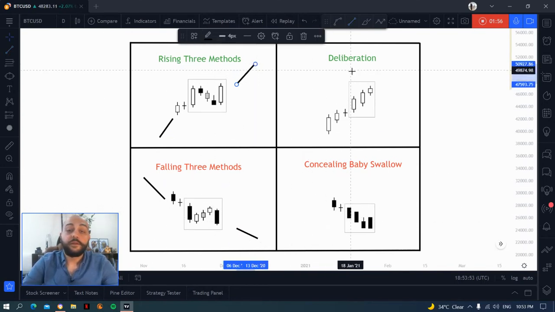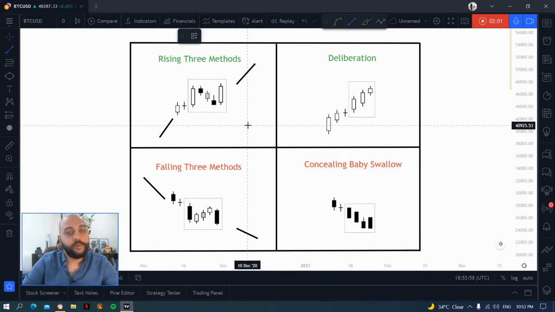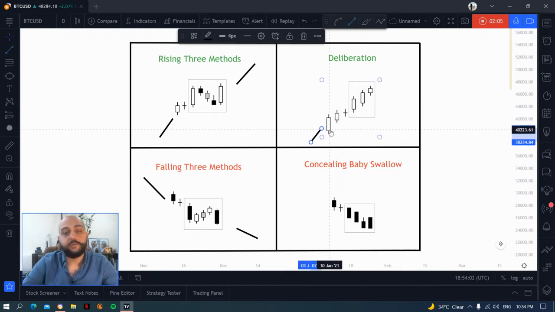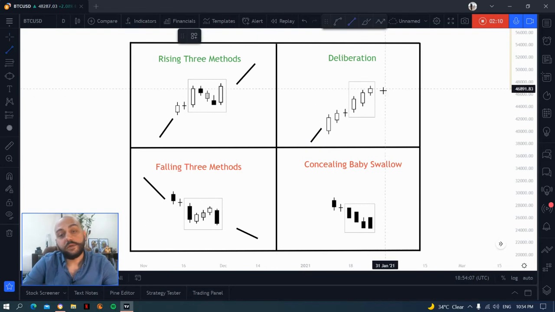Now we have deliberation. Deliberation basically means it's like a confirmation for the trend. So let's say we have an uptrend like this, and we see a bullish candle, a doji. Then we see three bullish candles right after another, but they're getting smaller. Notice how the first one is big, the second one is a little bit smaller, then the third one is like a spinning top. This basically indicates that the market is having a strong bullish trend, and the trend most likely will continue to go up.